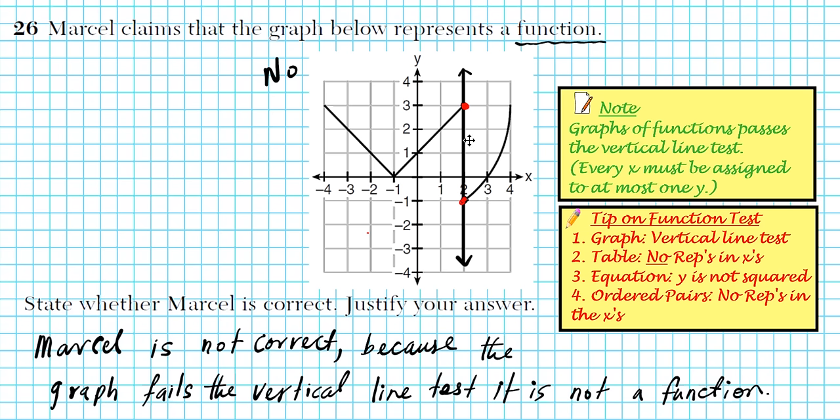You don't have to go into detail about it intersects more than one. You could do that if you want, but that's being excessive, all right? Do a vertical line test, state that Marcel is incorrect, you get 1 point, and then state your justification. You get another point and get full credit for this question.